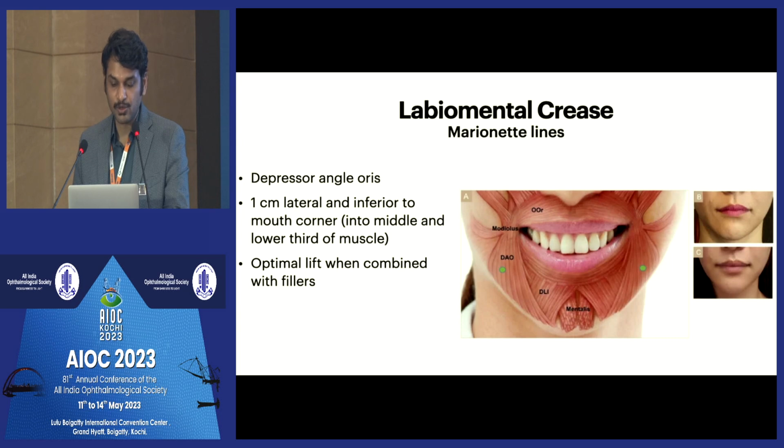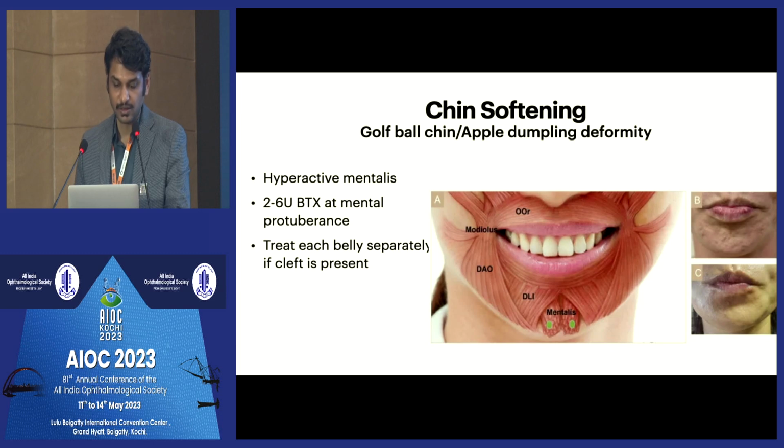For labiomental crease, also known as marionette lines, the depressor anguli oris is where we inject. It is basically 1 centimeter lateral and inferior to the corner of the mouth, and optimal lift is always noted when we combine it with fillers. And for chin softening, we give 2 to 6 units directly into the mental protuberance. Basically, it is because of the hyperactive mentalis.